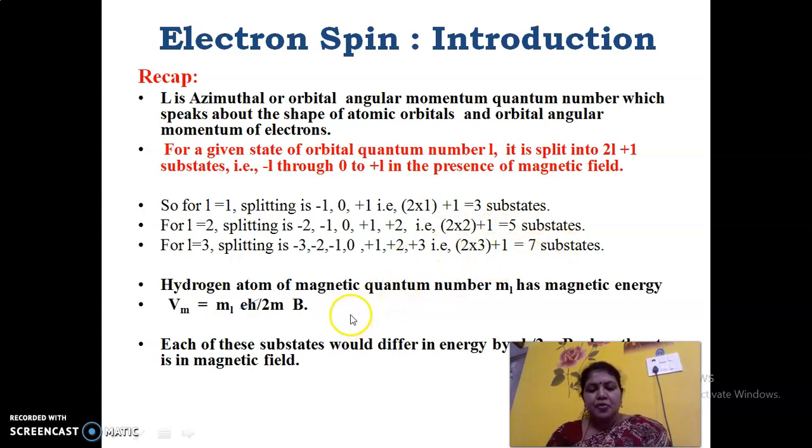Now, if you have a hydrogen atom of magnetic quantum number ML, it has the magnetic energy Vm equal to ML eh cross by 2m into B, where eh cross by 2m is the Bohr magneton, and this relation has been derived earlier. Now, each of these substates differs by the value ML equal to 1. The magnetic energy between the substates would differ by the value eh cross by 2m into B, with ML taking up the value 1.